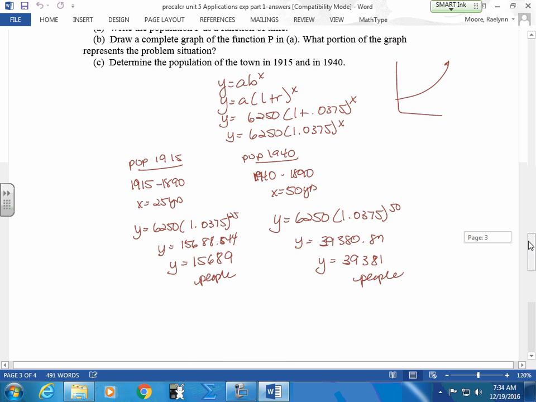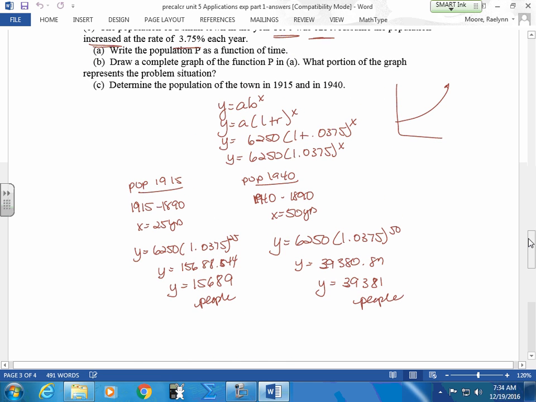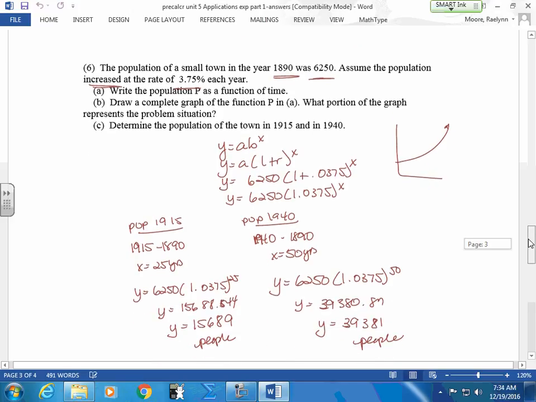Now, don't forget, sometimes the problem will say, okay, the initial population was 6,250. In what year will it be, say, 50,000? So in what year, once you find your X, then what are you going to have to do? Add that to whatever year your base was.